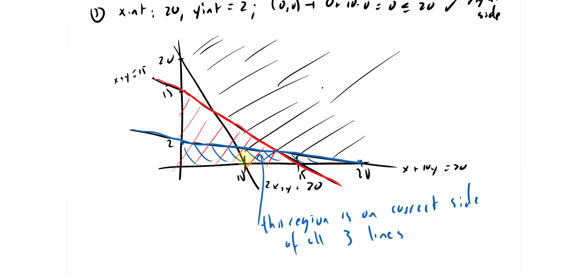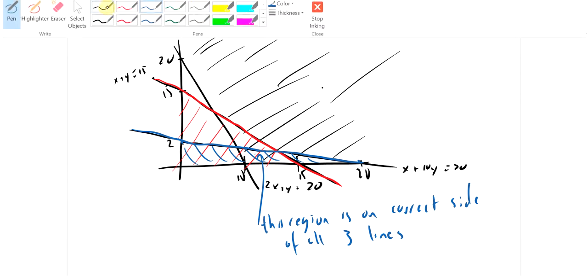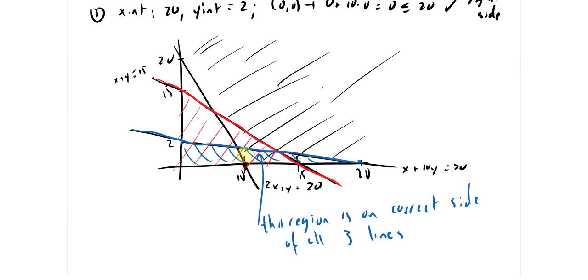Right. It's on the greater than side of the black line, it's on the less than side of the red line, and it's on the less than side of the blue line. And so that's the region we're looking for. What are our corner points? Let's go back to a black pen real quick. Well, there's 4 corner points. One there, one there, one there, and one there. And we will call this A, B, C, and D. We want to be able to find these 4 corner points.